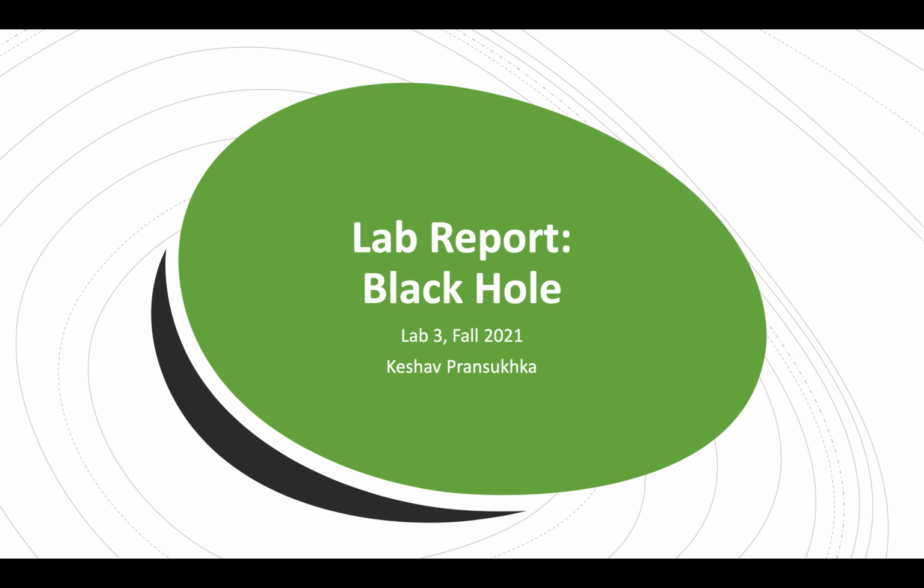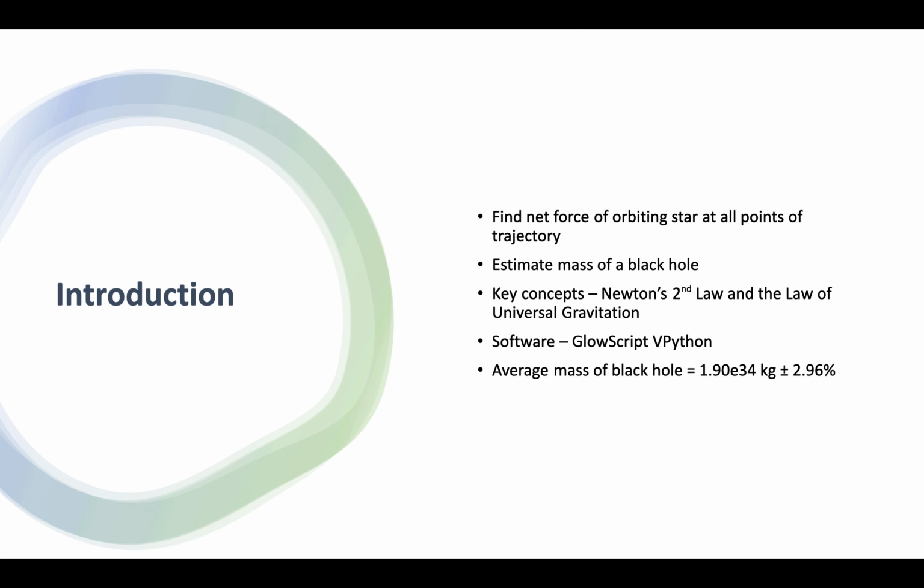The purpose of this lab was to calculate the net force and its parallel and perpendicular components on a star orbiting a black hole at all points in its trajectory, and to use that information to estimate the mass of the black hole. The net force at each time step was calculated using Newton's second law, while the mass of the black hole was estimated at each time step using Newton's law of universal gravitation. This calculation was performed using GlowScript Python software.